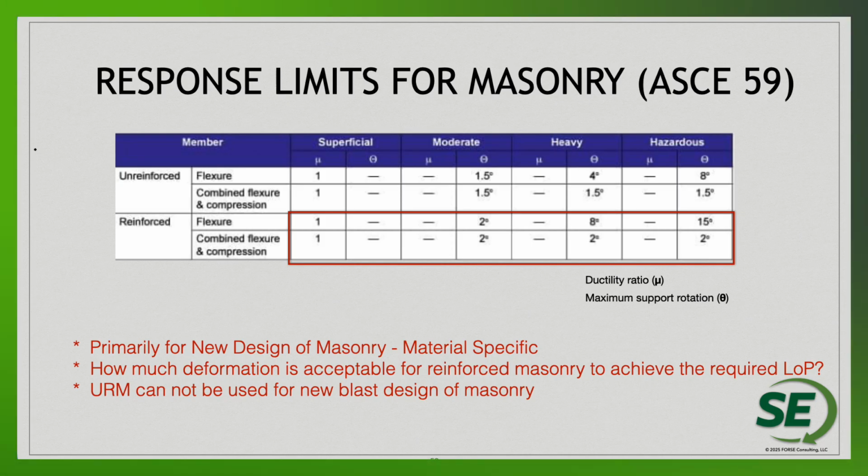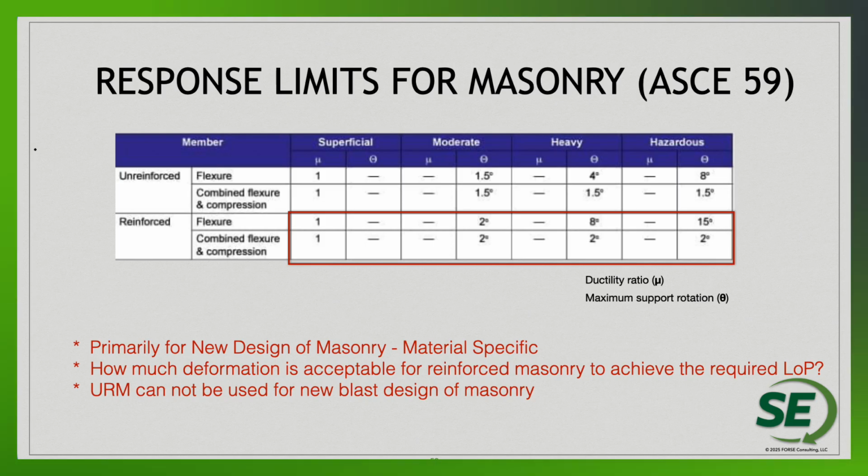In reinforced flexural behavior, the allowable deformation increases significantly because steel reinforcement can carry the tension and provide that necessary ductility. For moderate damage, the rotation limit is around 2 degrees, meaning the wall can crack, heal, and deform in a controlled way without losing that structural integrity. For heavy damage, the rotation limit increases to 8 degrees. And for hazardous conditions, that goes all the way up to 15 degrees, which typically does not mean collapse. It just means that the wall remains standing, but it has just really large deformations, possibly creating unsafe conditions on the interior.